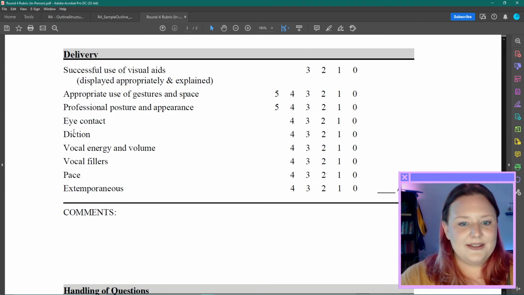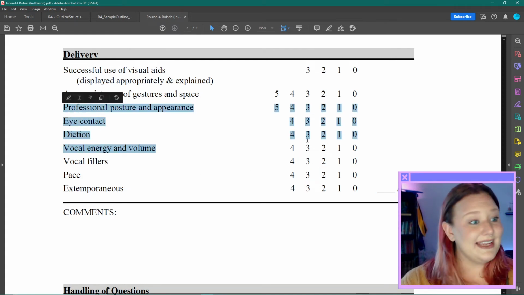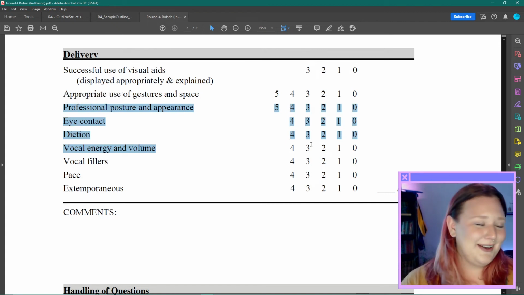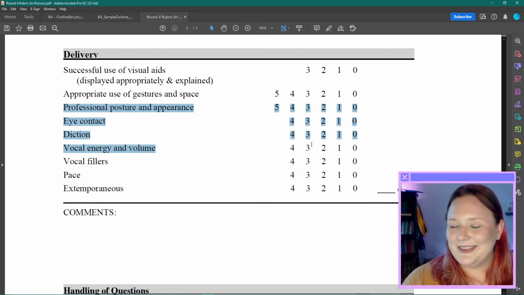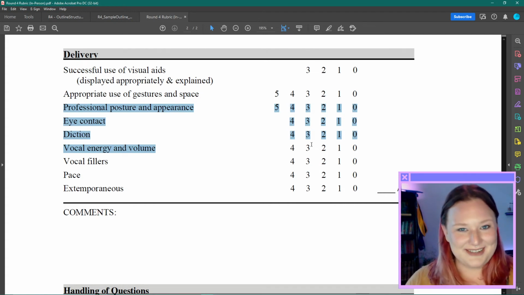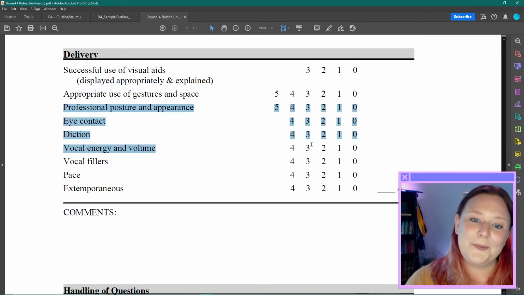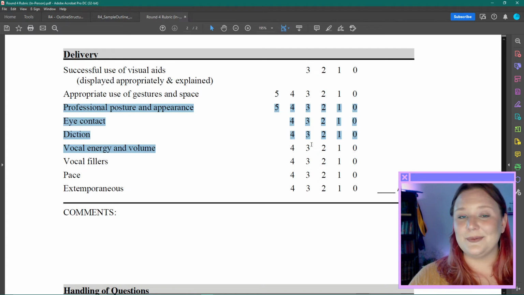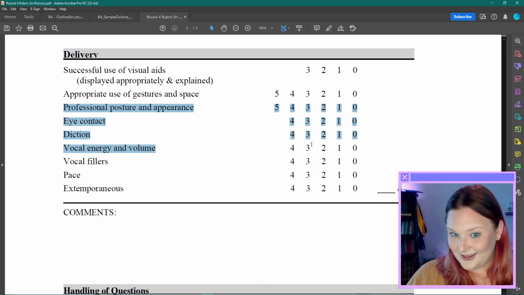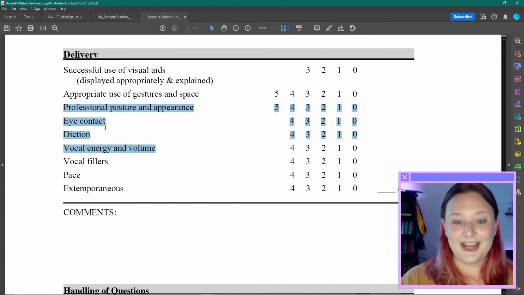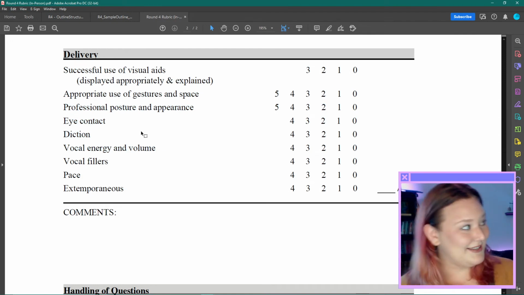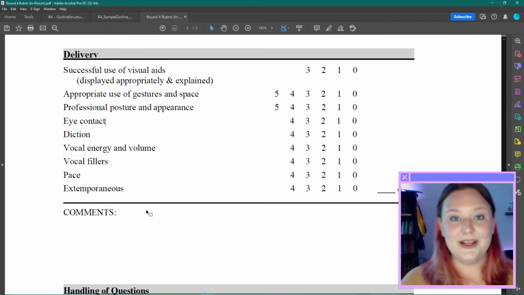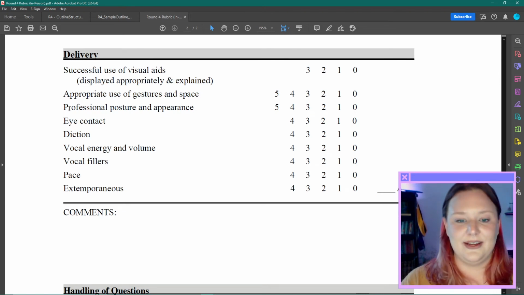Professional posture and appearance, eye contact, diction, vocal energy, all of these are things that we have talked about before, that I've graded on before. They're just really key core parts of delivery. So we have to keep making sure that we're doing them and doing them well. Making sure that your posture stays really nice and pretty, even when you're answering your questions at the end of your speech. Making sure that your eye contact isn't at your slides or the projector behind you, but that you're keeping eye contact with your audience.